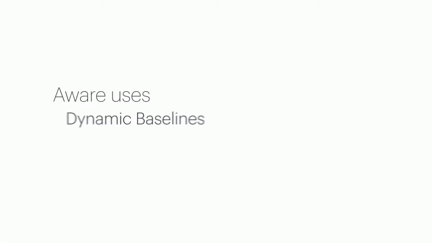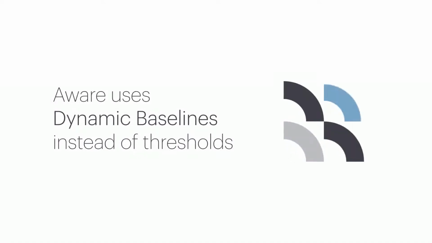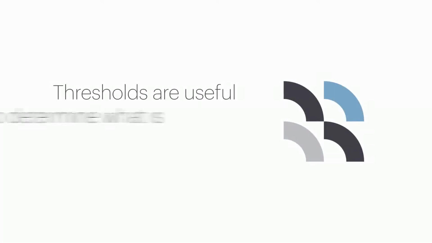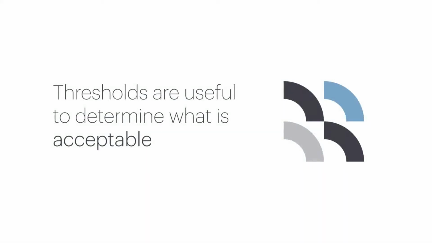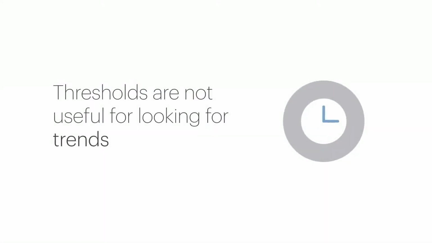Aware uses dynamic baselines instead of thresholds to track what is normal for each location, AP, or client, depending on the type of information being viewed. Thresholds are useful when there's a clear distinction between what is acceptable and not acceptable, but not very useful when looking at information that varies over time or when looking for trends.